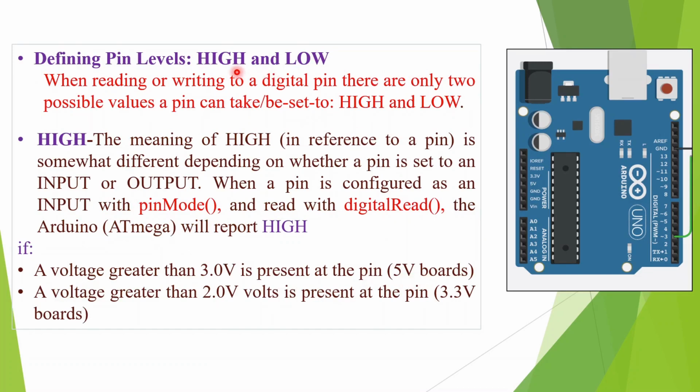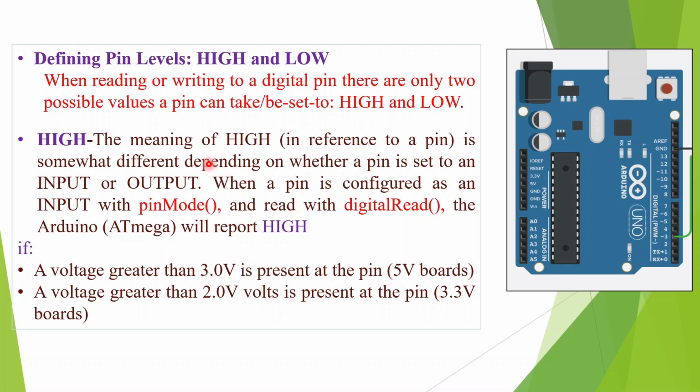There are other predefined constants available in the Arduino C library, that is HIGH and LOW. This is also very important because we are going to use high and low voltage levels in different applications. When we are reading and writing to the digital pins, there are only two possible values a pin can take or be set to, that is HIGH and LOW. So suppose any analog sensors are connected to the analog pins, or any digital sensors we connect to the digital pins, it will sense the value as a high or low.